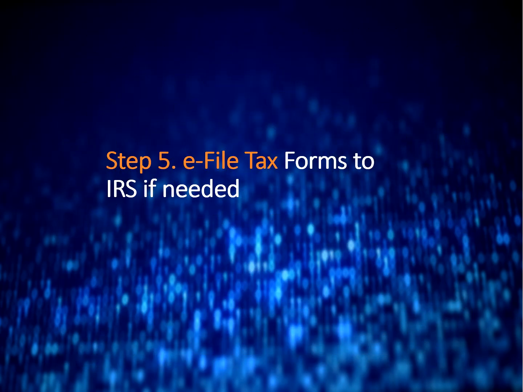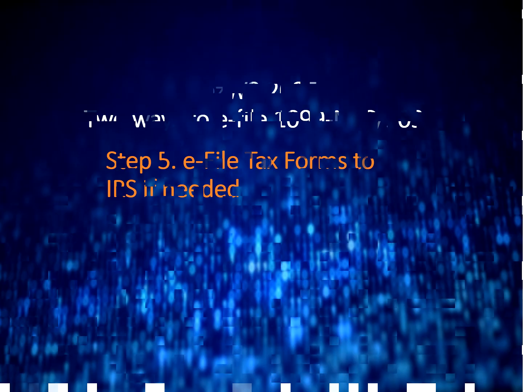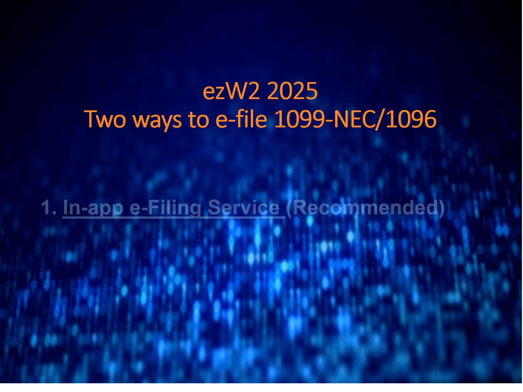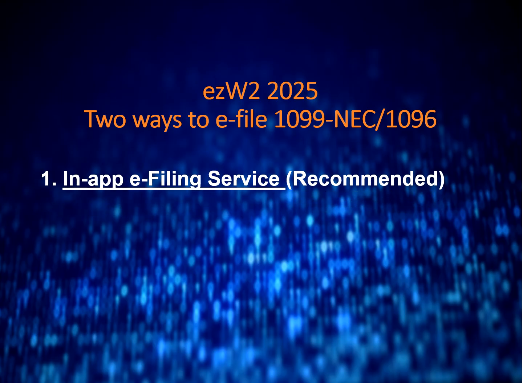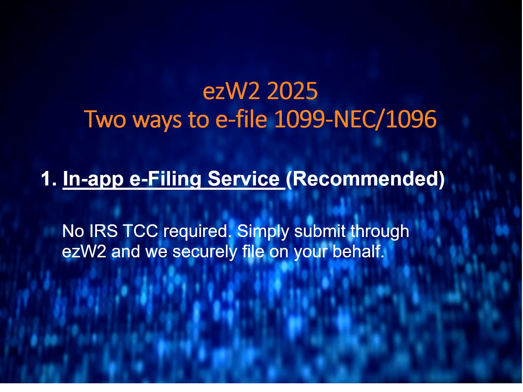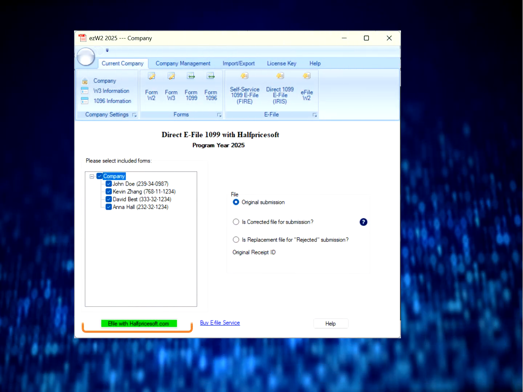Step 5. E-file to IRS if needed. With ezW2 2025, you have two easy ways to e-file your 1099 NEC and 1096 forms with the IRS. Option 1. Recommended. E-file directly through ezW2 using the built-in e-filing service. No TCC is required. Submit forms directly through ezW2, we transmit to the IRS for you.